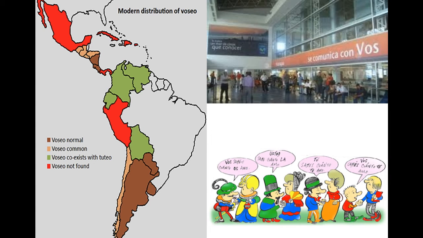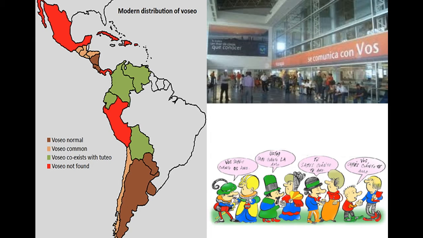My final paper and project focus on the use of el Voseo in Guatemalan advertisements. Just a quick summary of what el Voseo is for those of you who don't know. It's a form of non-standard second-person informal address that's used to varying degrees in different countries in Latin America. You can see these degrees in the graphic on the left.